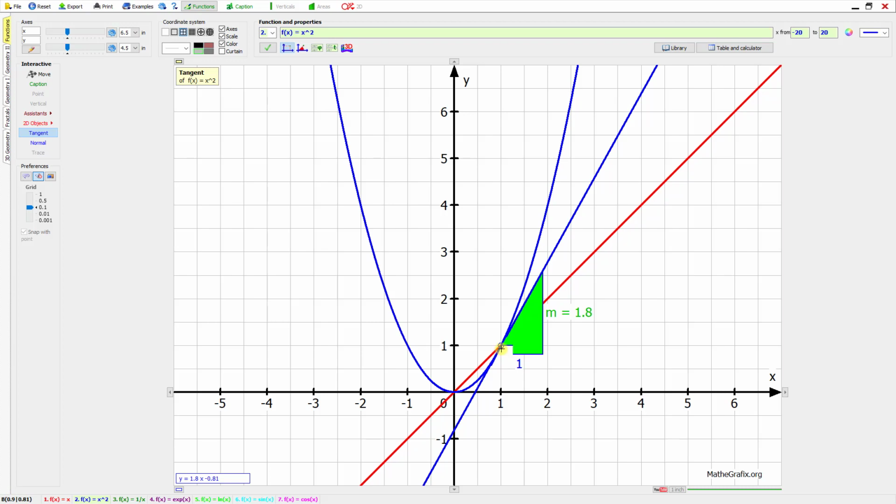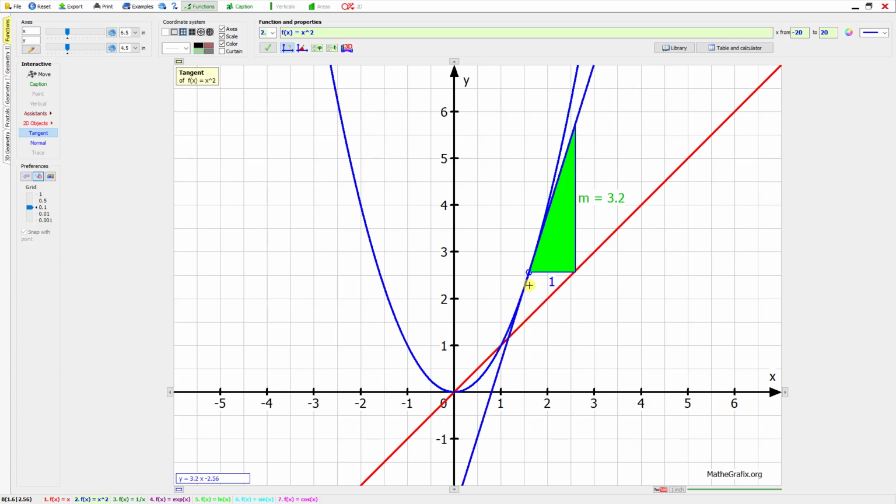So let's move that back. Alright, so x is equal to 1. What about the rate of change? It is equal to 2. Okay, so what about x equal to 2? I'm going to move up here until I get x equal to 2. Oh, the rate of change is 4. Okay, x equal to 1, rate of change is 2.